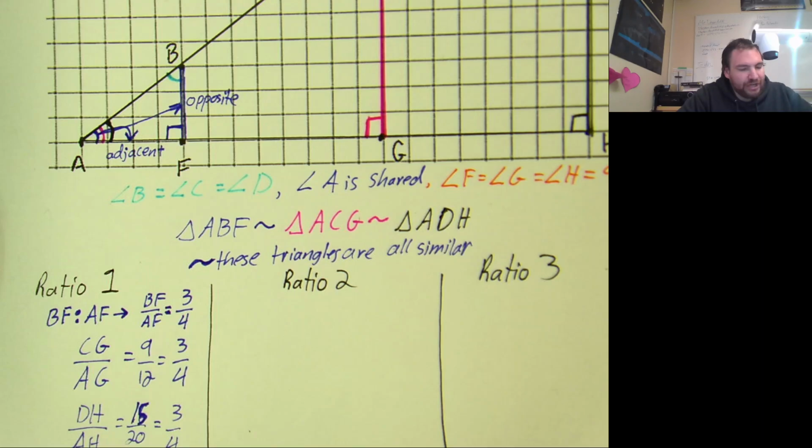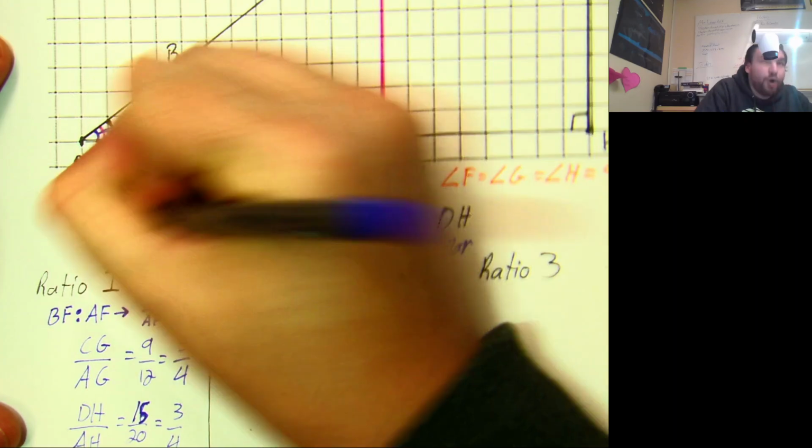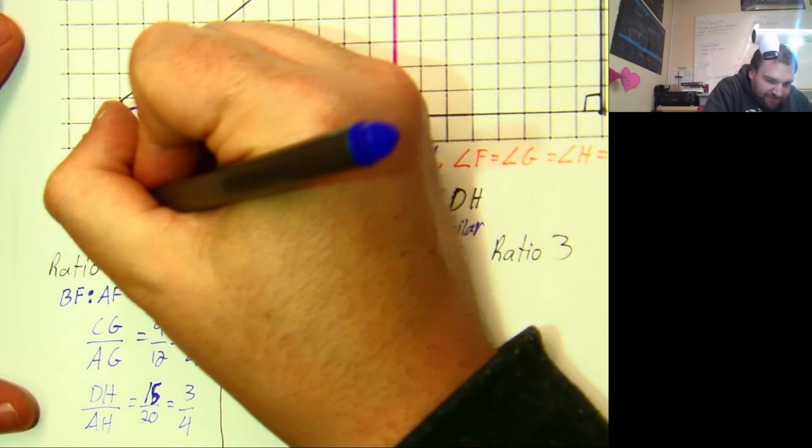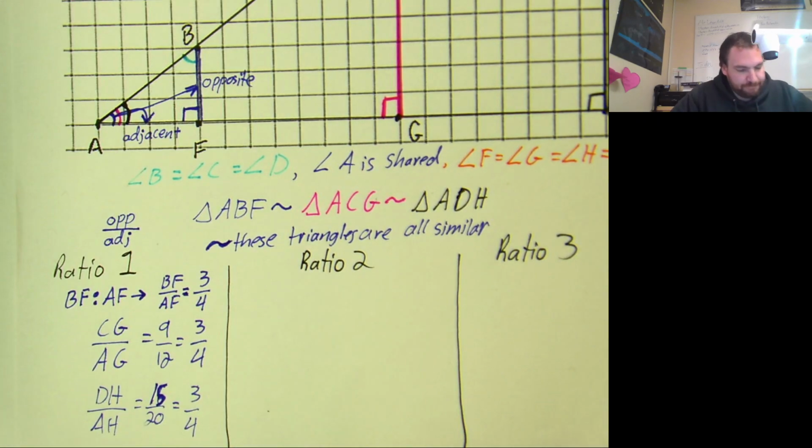So we are going to call ratio 1 the ratio of the opposite side, which I'm just going to say OPP, divided by ADJ, the adjacent side. AB is adjacent, but there's something special about that particular adjacent side. What is special about side AB? It's sloped, and AB is opposite from which angle?